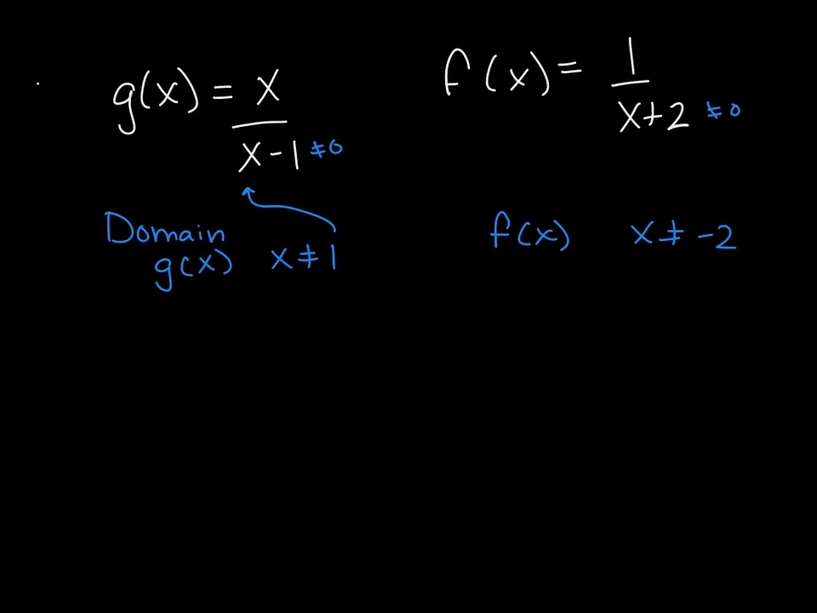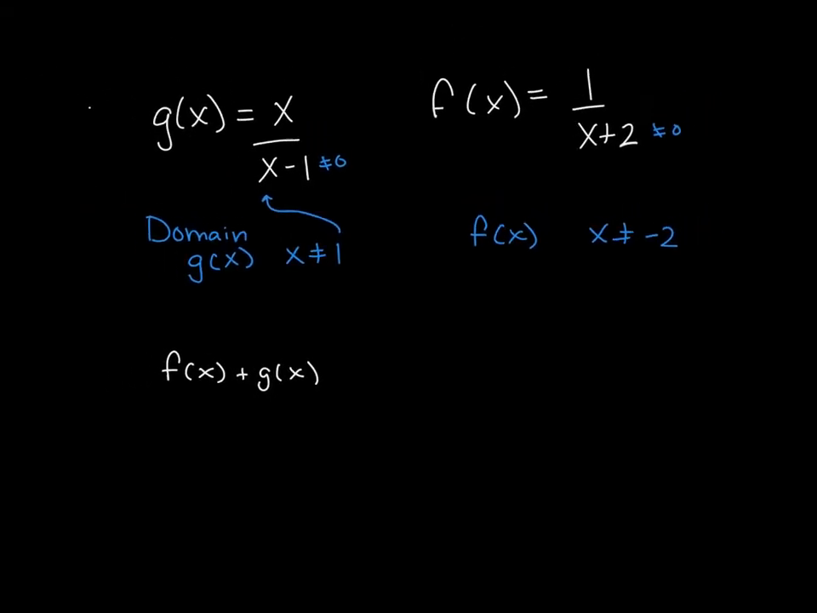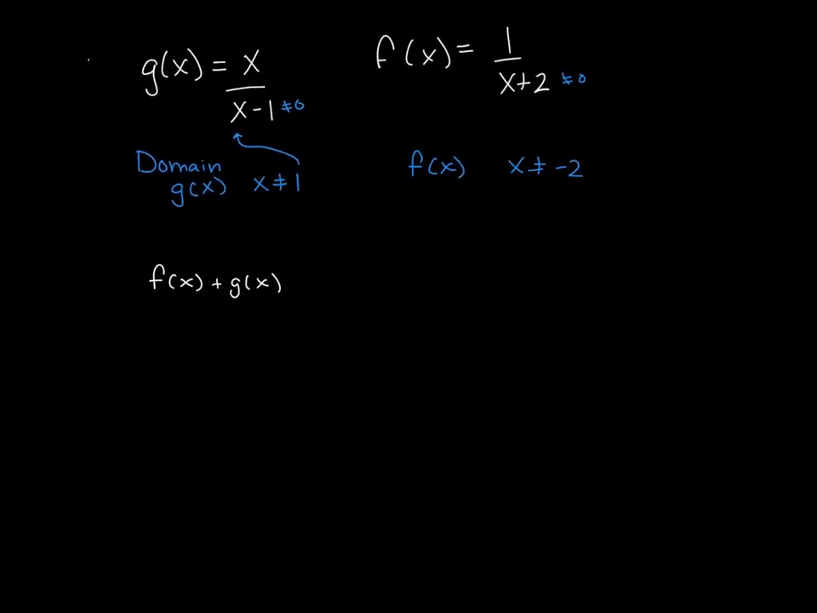Let's go ahead and add these two functions together. What is f of x plus g of x? All right, so f of x is 1 over x plus 2. G of x is x over x minus 1. In order to add these together, I have to have a common denominator.